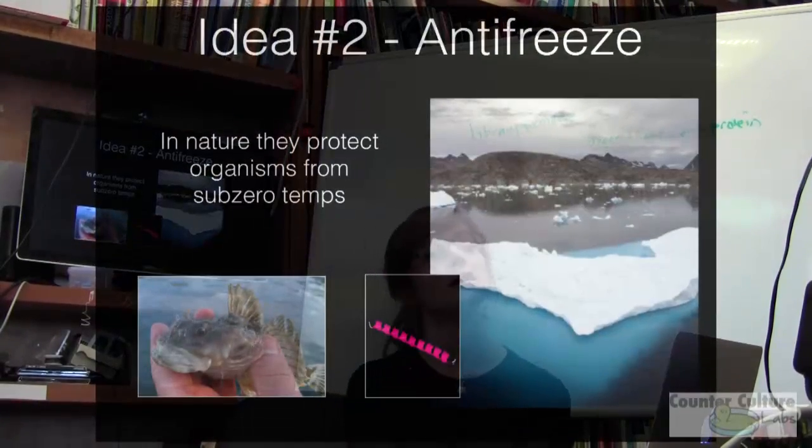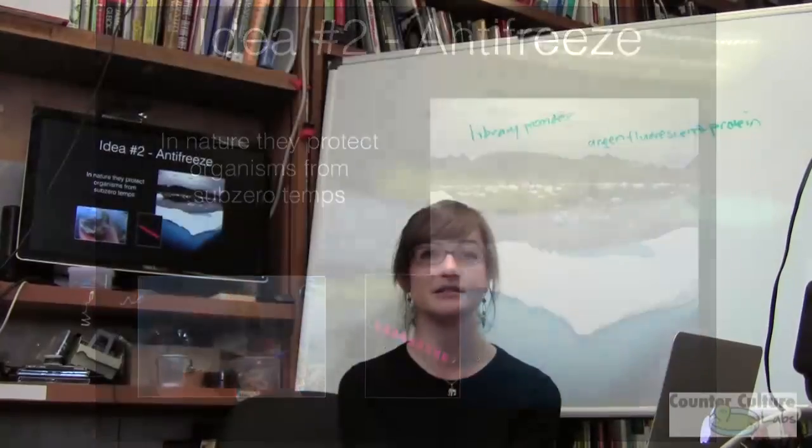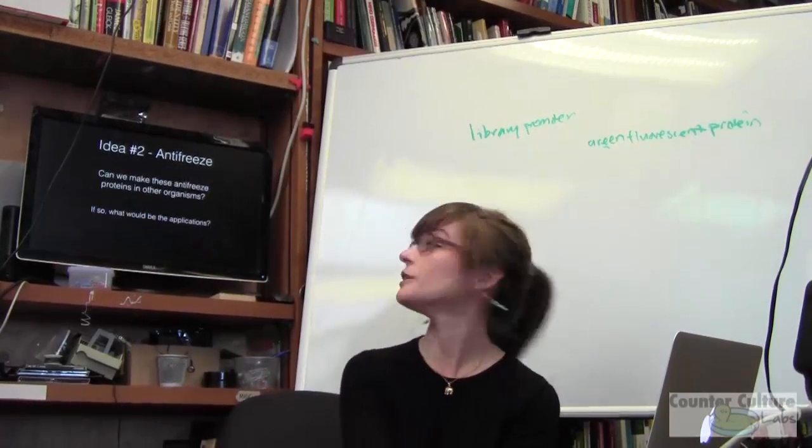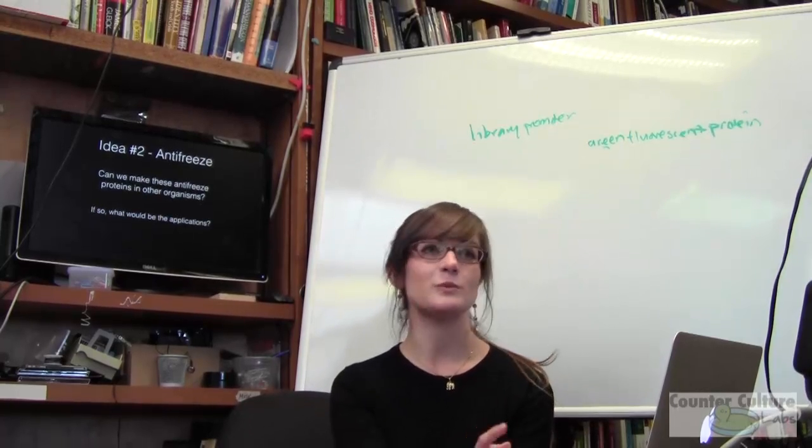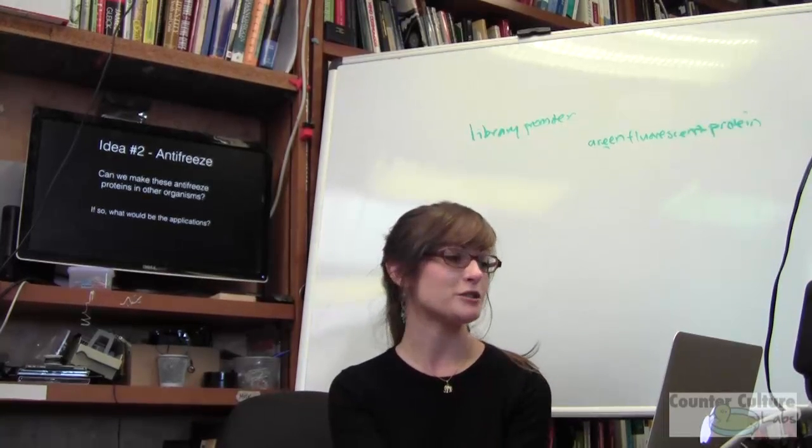Isn't there some agricultural crop that already does? Yeah, I believe so. It's like a tomato or an orange or something? Yeah. Strawberries. Is it strawberries? Okay. Yeah. Perfect. So that would be the idea. Can we give these antifreeze properties to other organisms? What would that look like? Is that a project of interest?